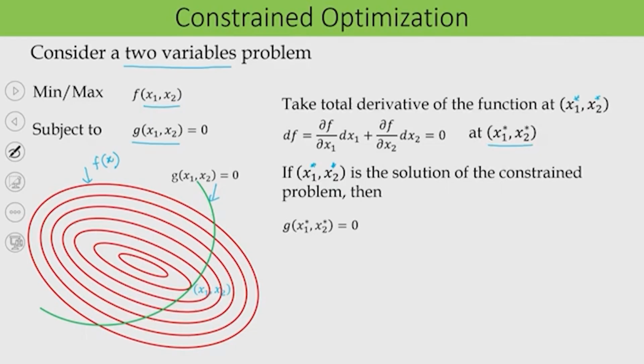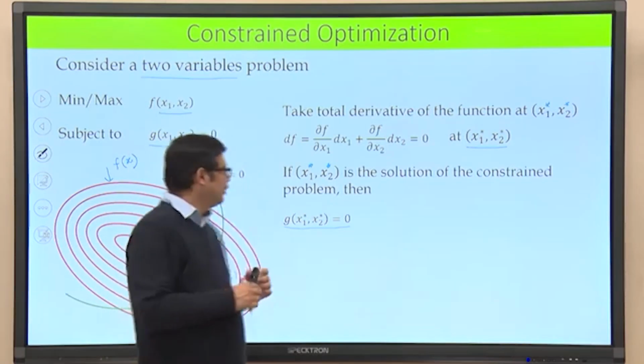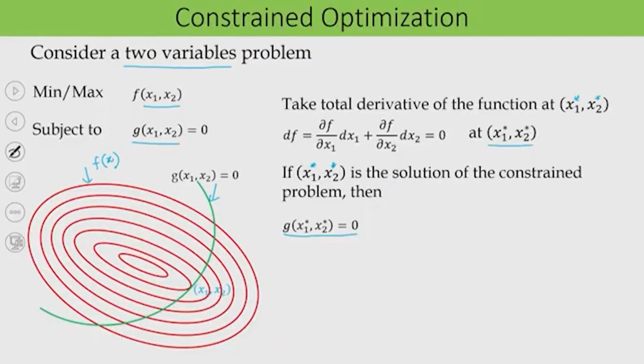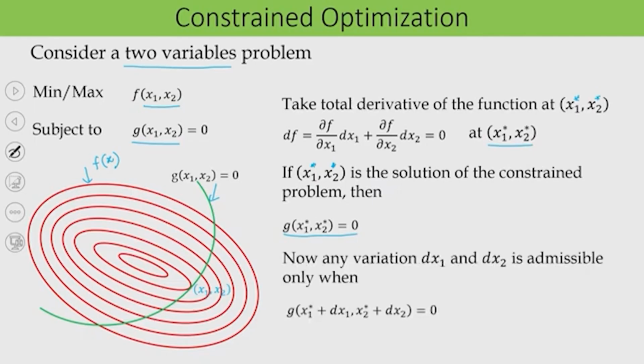In that case, what happens? It has to satisfy the constraint g(x1, x2) equal to 0. That means, if x1 star and x2 star is the solution of this particular problem, then this point should be on the constraint line. So, therefore, g(x1 star, x2 star) should be equal to 0. Suppose this is the point, that is x1 star and x2 star.